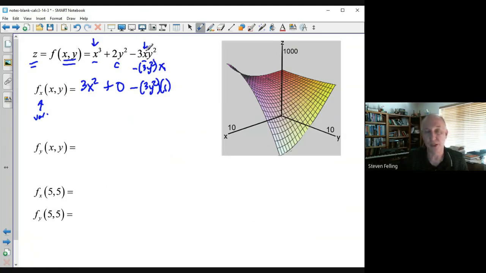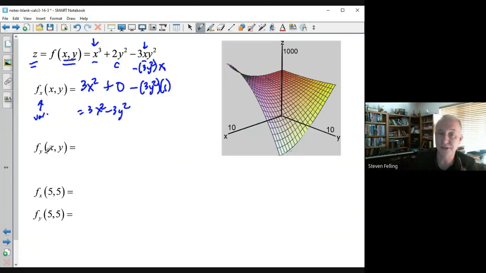In fact, when I really do it, for this one, I would just take, okay, what's the derivative of x? That's 1, and then I would just multiply by everything else that was in the term. So this result ends up being 3x squared minus 3y squared. Okay, and then for fy, we're treating y as the variable.